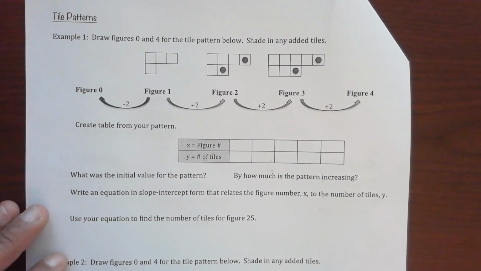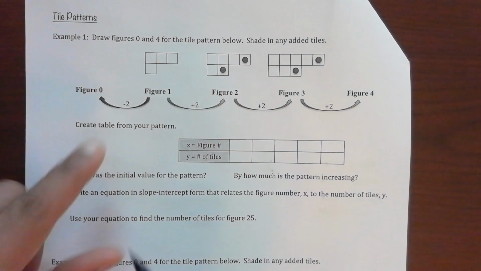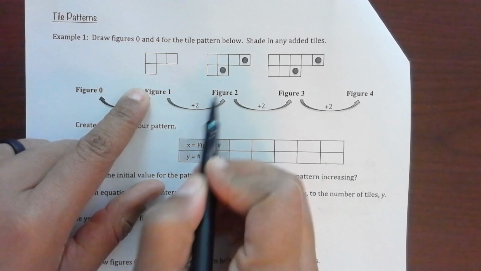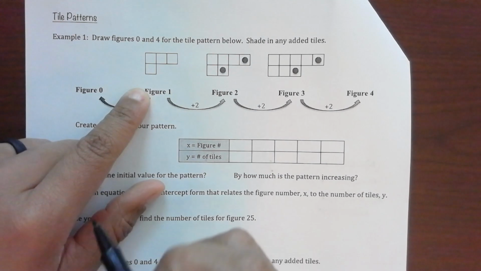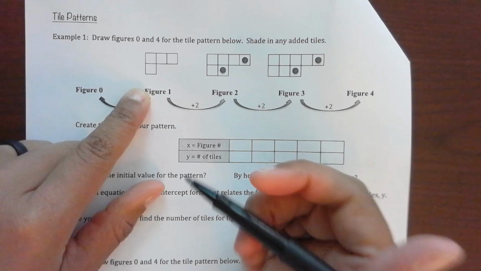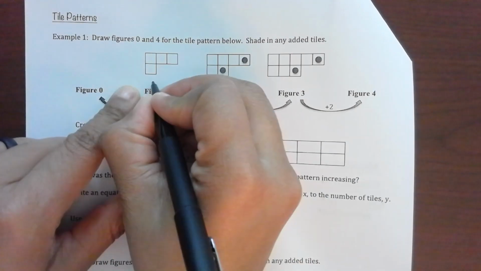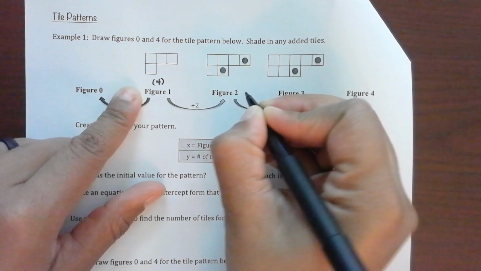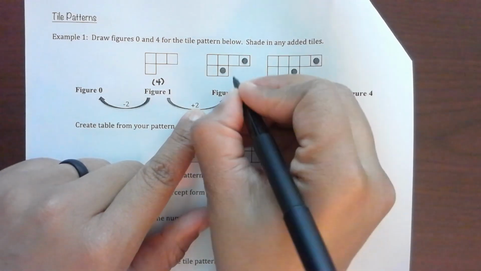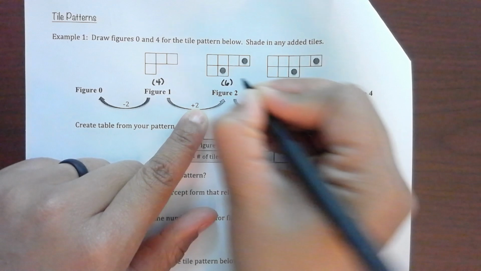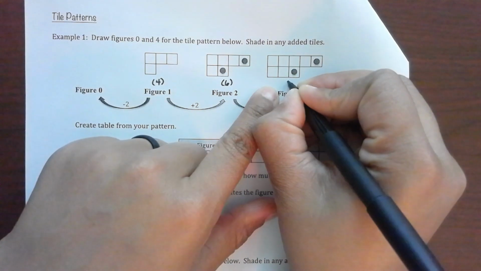So this is going to go into how we understand tile patterns. Example 1 says draw figures 0 and 4 for the tile pattern below. Shade in any tiles. My biggest rule here is to count and write how many tiles you have. How many tiles are in figure 1? 4. How many tiles are in figure 2? 6. How many are in figure 3? 8.